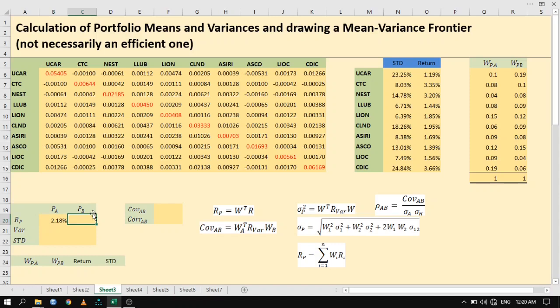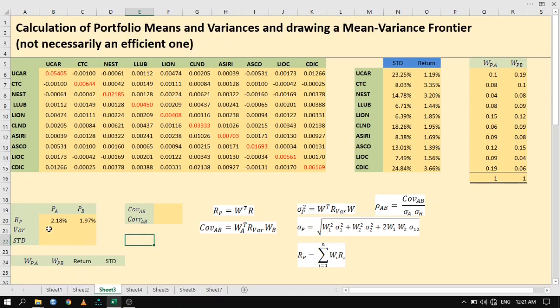So here I'm going to do equal MMULT, again TRANSPOSE, the weight vector, that is the weight of portfolio B, close the bracket, and again select the return vector, close the bracket, and Control Shift Enter. So you get the returns of these two portfolios that we have just created. The return of portfolio A is 2.18 and the return of portfolio B is 1.97.